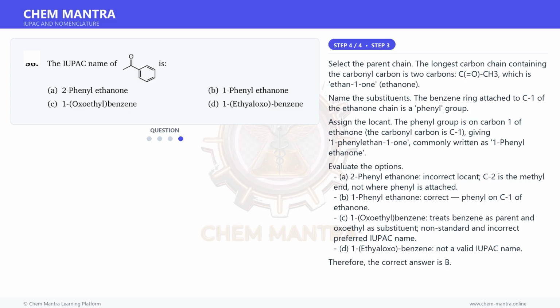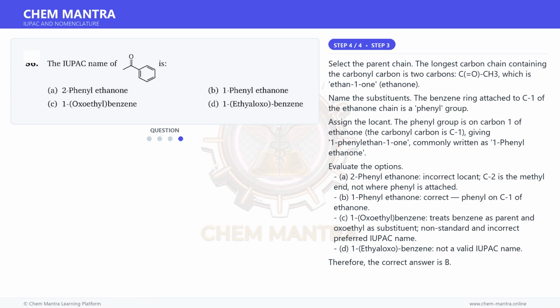And for the final step, select the parent chain. The longest carbon chain containing the carbonyl carbon is 2 carbons, C=O CH3, which is ethane-1-one, ethanone. Name the substituents.